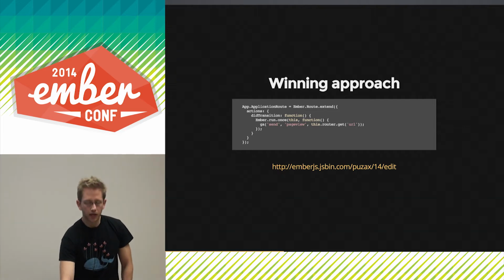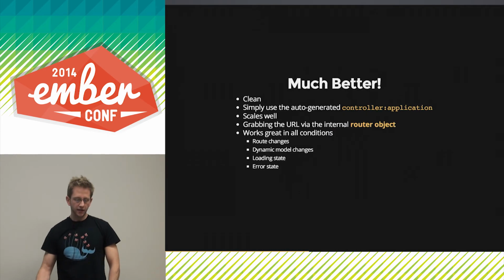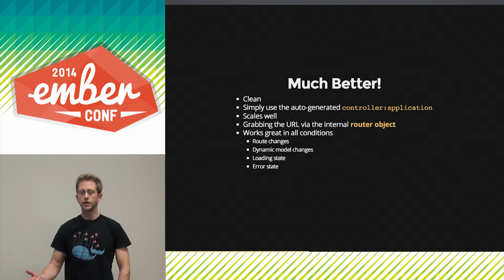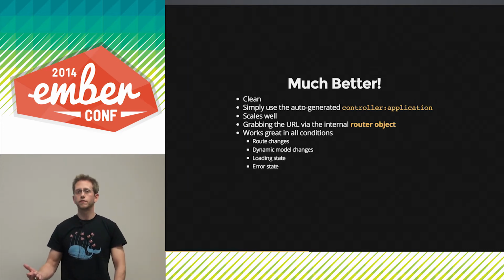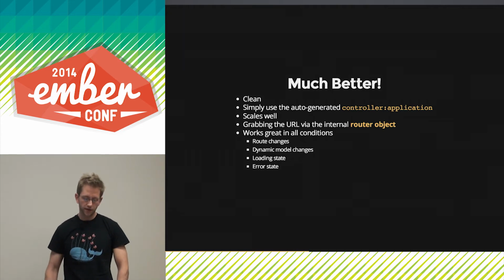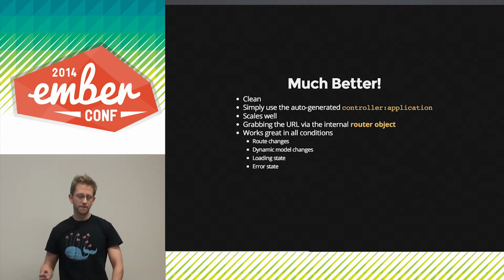So let me talk about a couple more benefits here. Clean. You can use the auto-generated application controller if that's what you were using before, which you probably were. You don't have to worry about generating that yourself. Scales well. You have access to the internal router object. That's very Ember-friendly now. And it works in all conditions: route changes, dynamic model changes, error state, loading state.